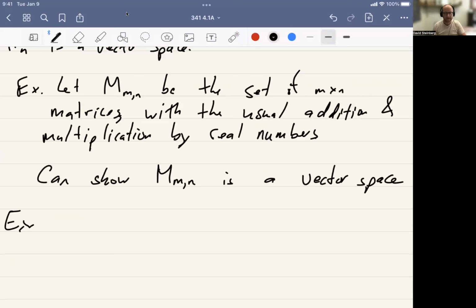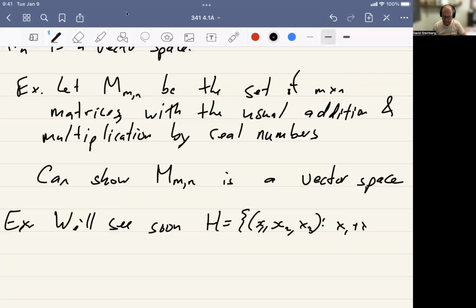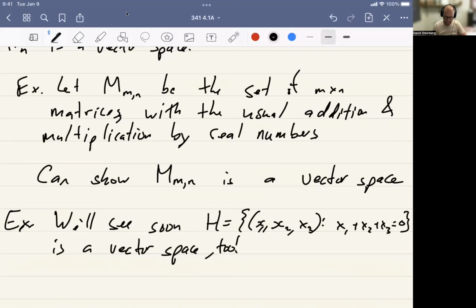And in the next video, we won't see this right now, but we'll see soon, if we take H to be the set of triples x1, x2, x3 such that x1 plus x2 plus x3 is equal to 0, we'll see soon H is a vector space too. It'll be a vector space living in R3, so a vector space inside of another vector space.